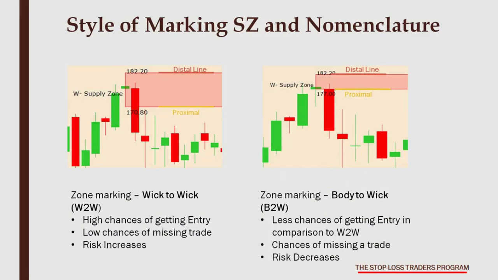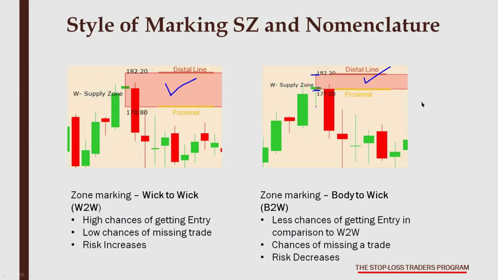Rally base rally and drop base drop are continuation, right? And the remaining two are reversal. Perfect. So to mark any zone, we need three elements. That is the move-in candle, which should be a momentum candle, then a consolidation candle, which should be an indecision candle, and then a move-out candle or the momentum candle, right?